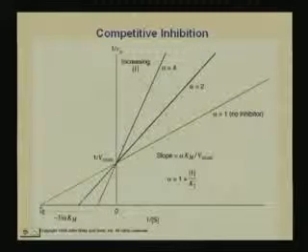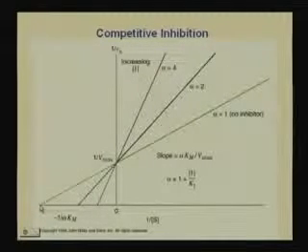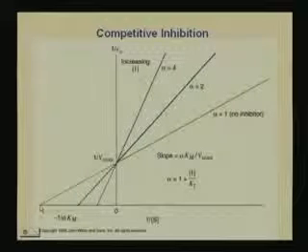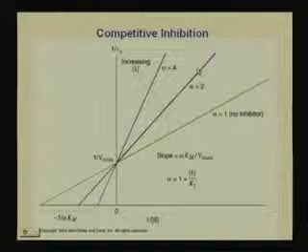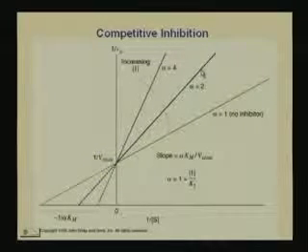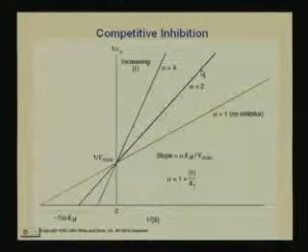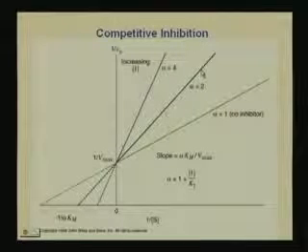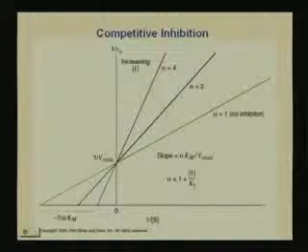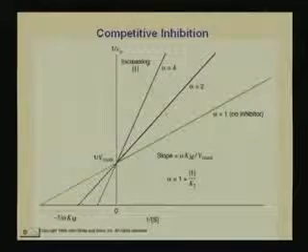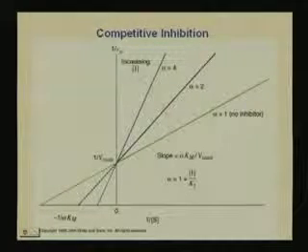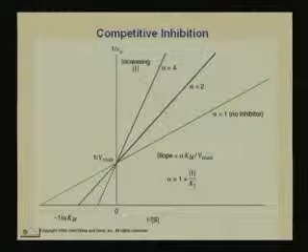This is my original minus 1 by Km. We increase the slope with inhibitor, right? Now, if I add more of the inhibitor, the slope is going to increase even further because my Km is going to increase even more.